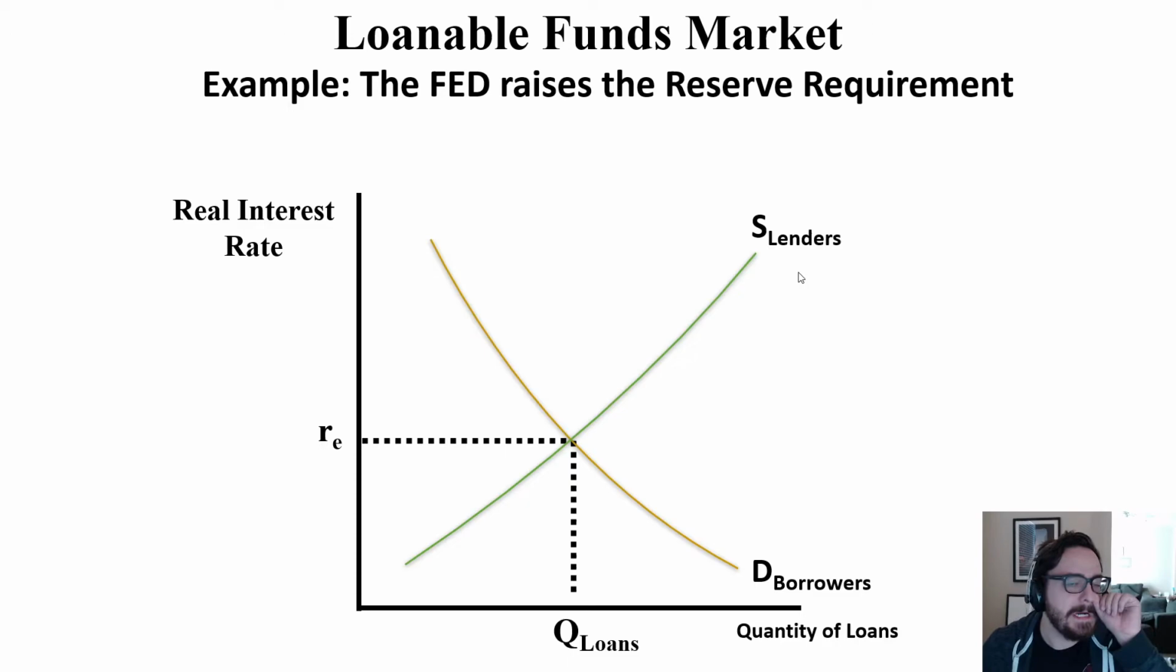Second example. The Federal Reserve raises the reserve requirement. But Mr. McRitchie, this is a monetary policy. This is the wrong graph. No, it's not. Because in the supply curve shifters here, money supply is the thing that affects this. So if it affects the money supply, it also affects the supply curve here. Let's go through the logic.